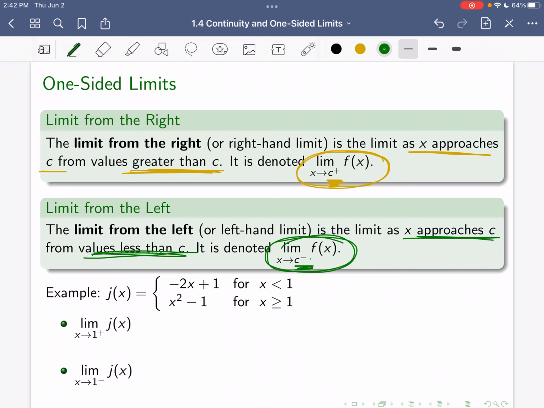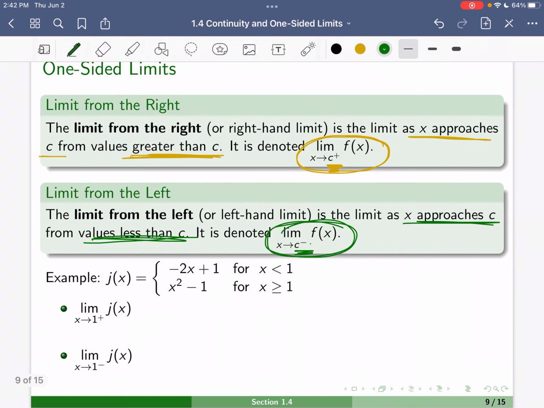So let's look at an example, and then we'll look at a variety of other examples on our next page. We have j of x piecewise defined to be negative 2x plus 1 for values of x that are less than 1. It is x squared minus 1 for values of x that are larger than 1.